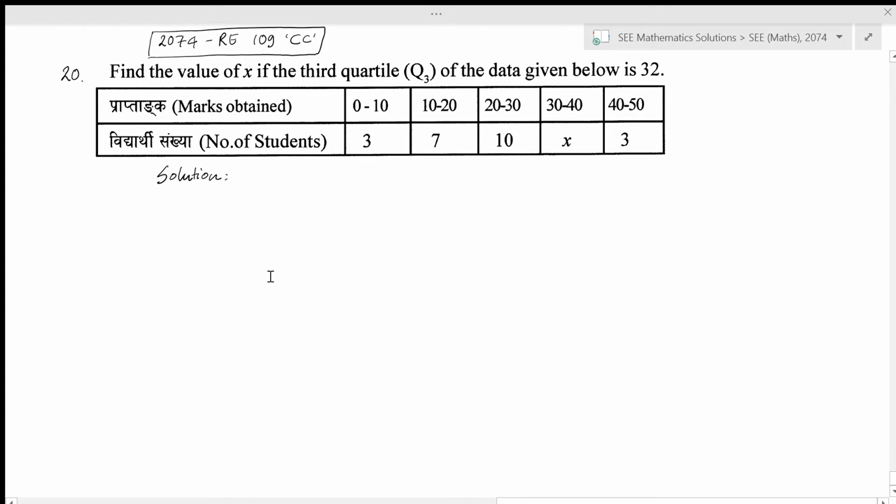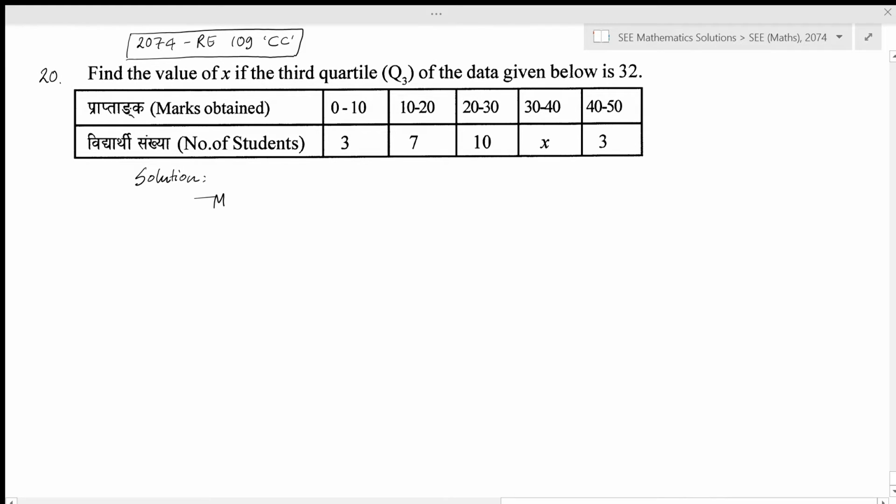Alright, welcome back friends. So we'll be doing problem 20 from the RE 109cc 2074 set, and here we have to find the unknown value x where the third quartile is given. This is a continuous series because the class intervals are given here, right? So let's draw the table and do these problems.